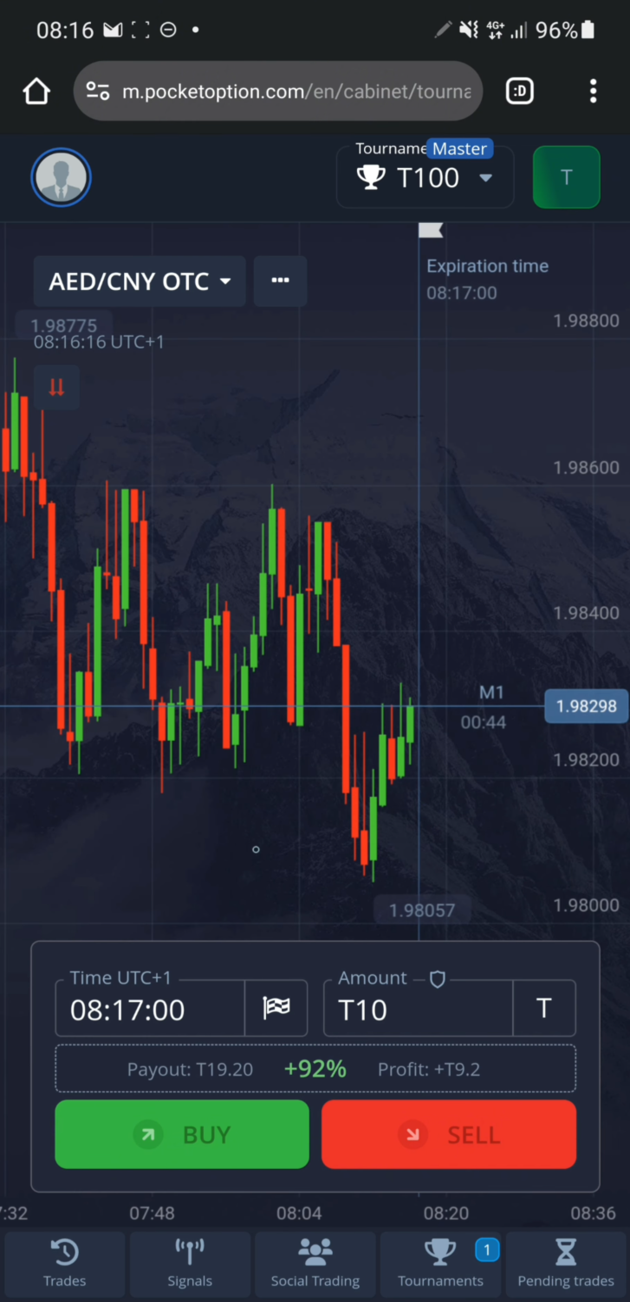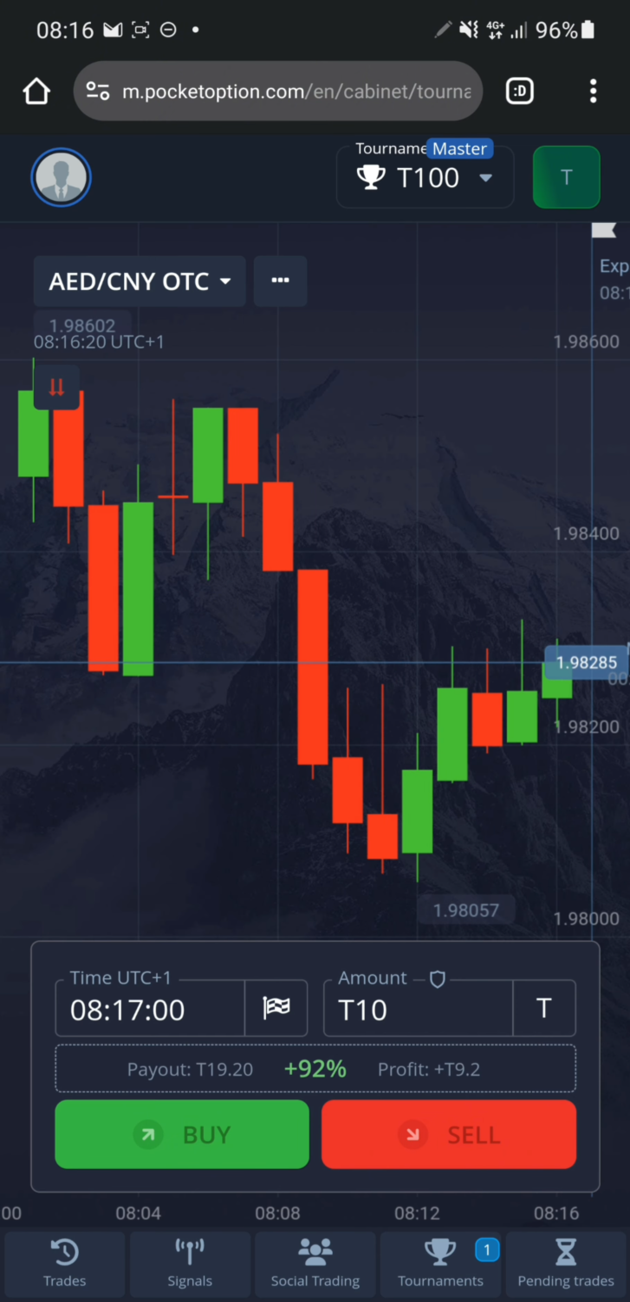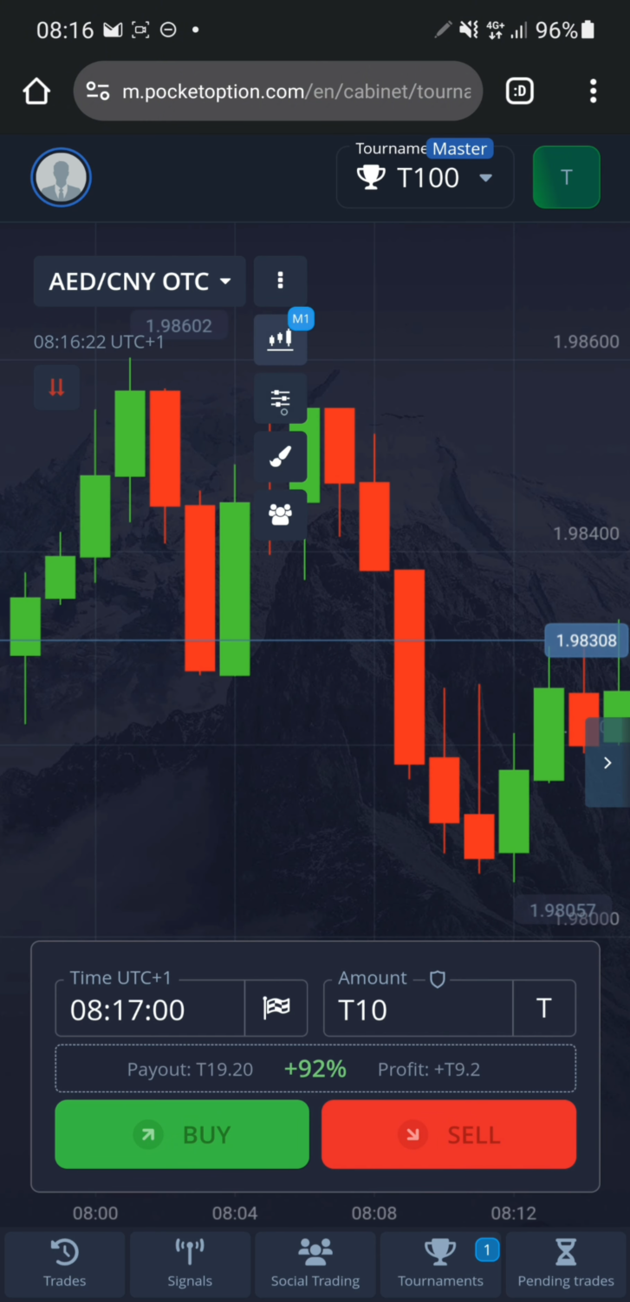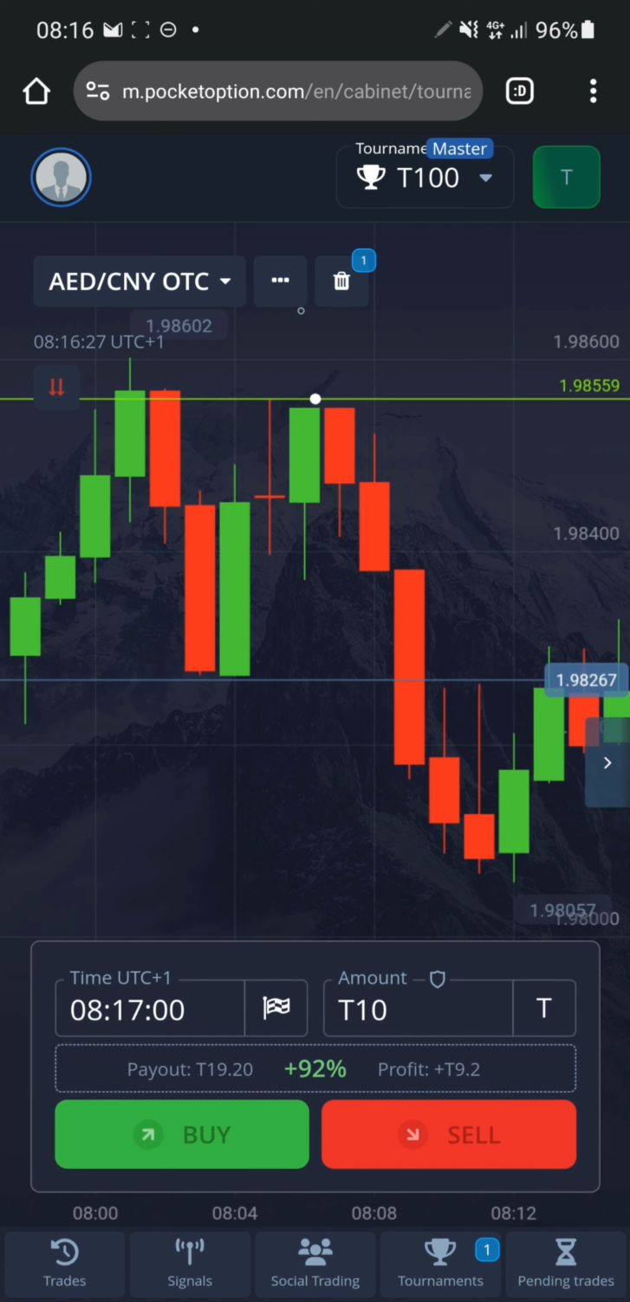Now we look for trades in the market. I immediately noticed that we have this doji, which the market did not respect.